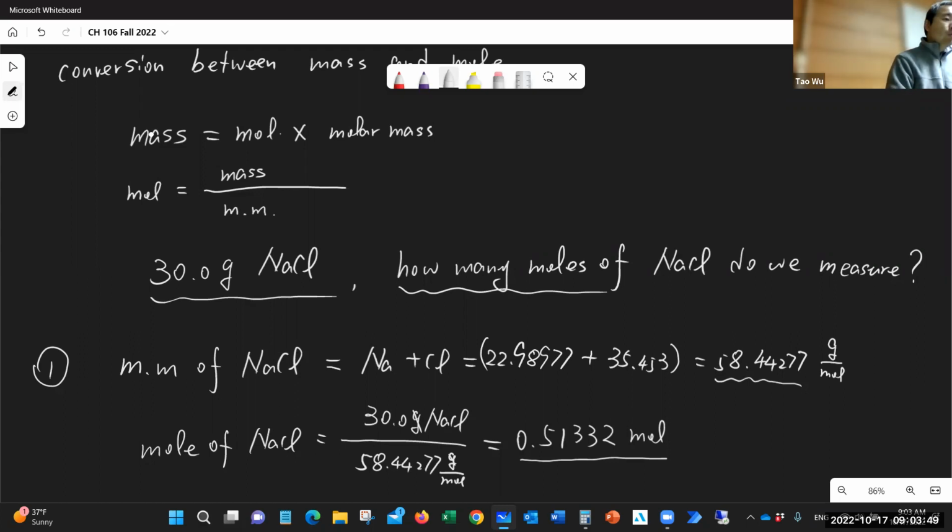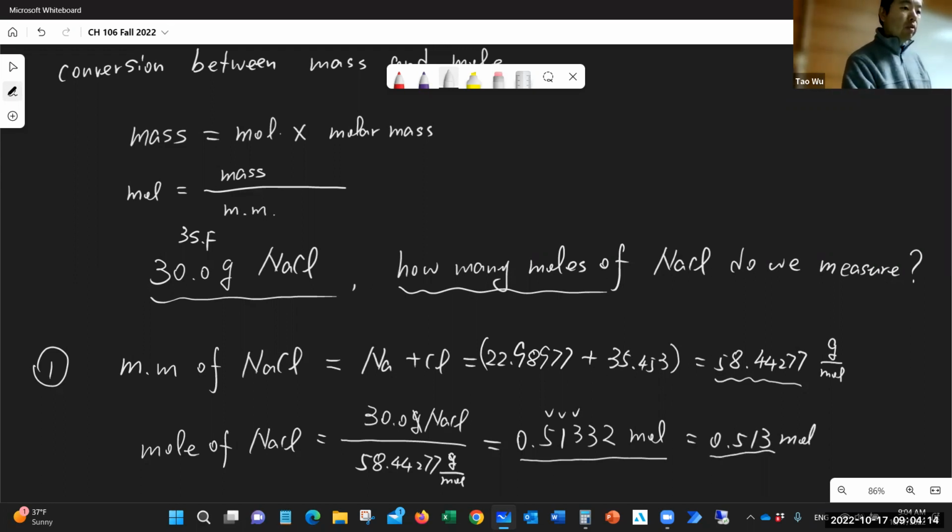So 30.0 grams, then we have 3 sig figs. Count 1, 2, 3. So the answer will be 0.513 mole. That's going to be the moles of sodium chloride for 30.0 grams. Any questions? Pretty straightforward, right?